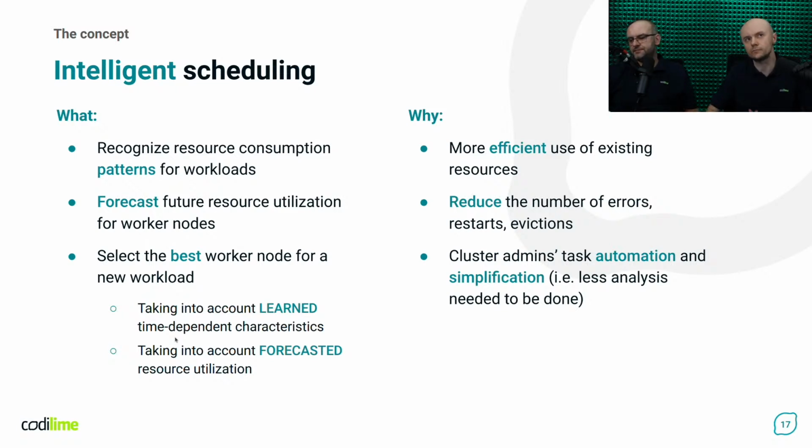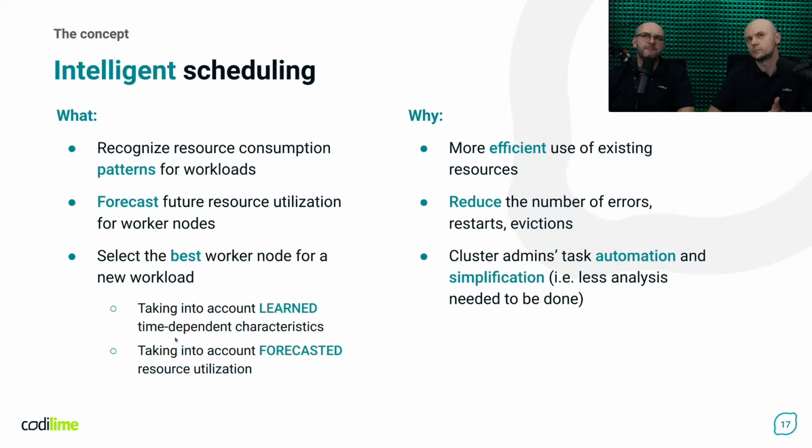Mm-hmm. Okay, so to sum up, what the intelligent scheduling could be, according to the approach that we propose. So first, we want to learn the resource consumption patterns for workloads. This is the first step. Then we would like to forecast the future utilization of worker nodes. And finally, select the best worker node for a new workload coming to the cluster. Yeah, exactly what scheduling is doing, but based on the learned characteristics in time.